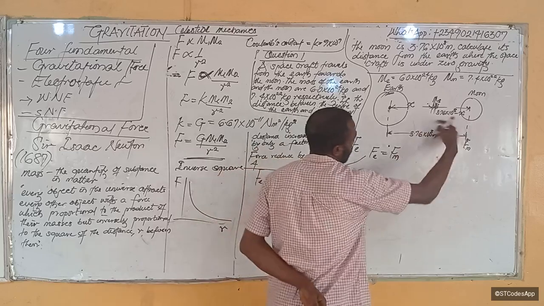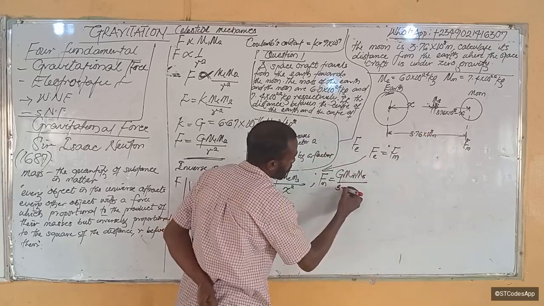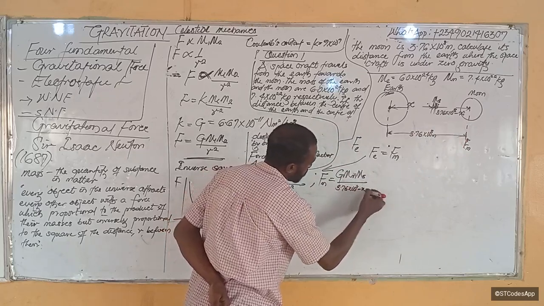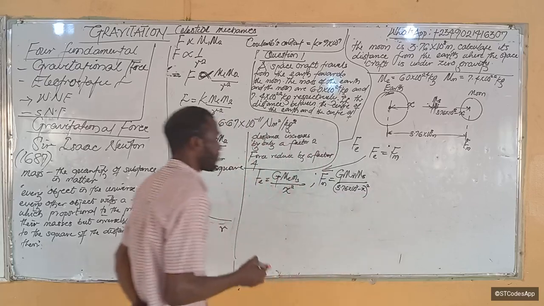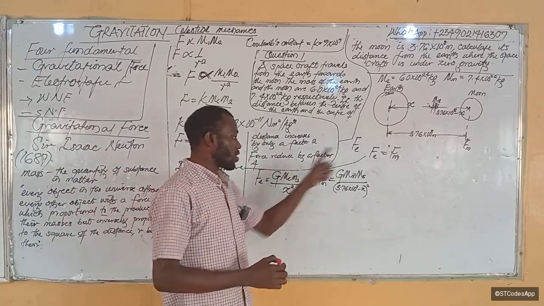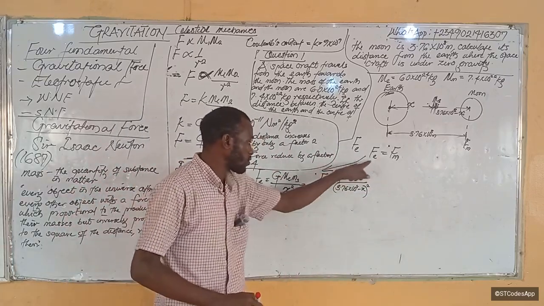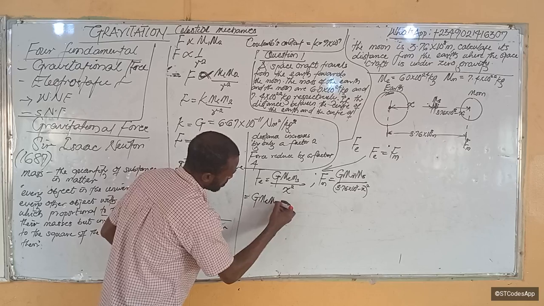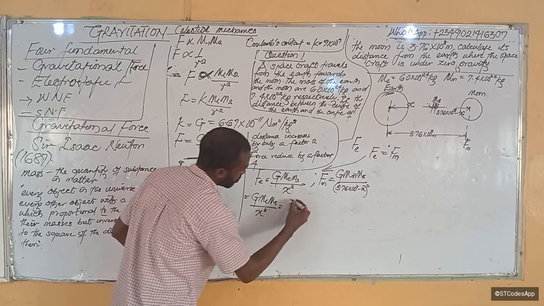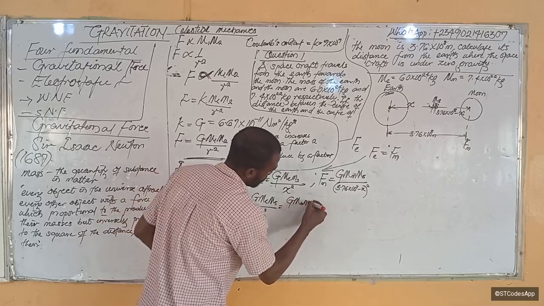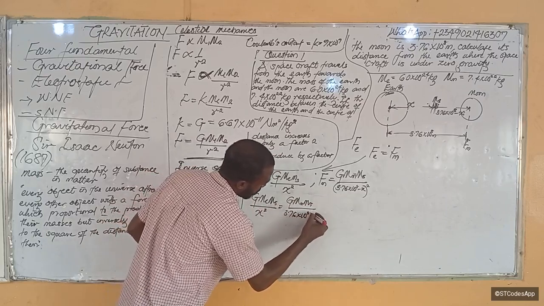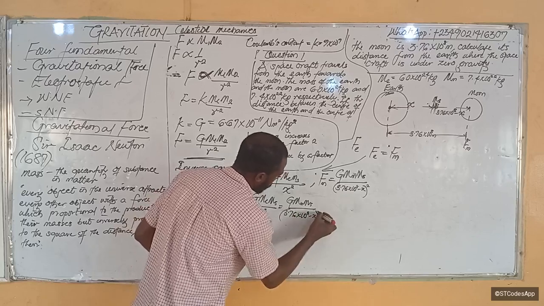Now this distance will be this, right? That will be 3.76 times 10 to the power 8 minus x all squared. But we said that thing will occur where this is equal to this, right? So let's equate them. So that becomes G M_e over x squared is equal to G M_s over (3.76 times 10 to the power 8 minus x) all squared.